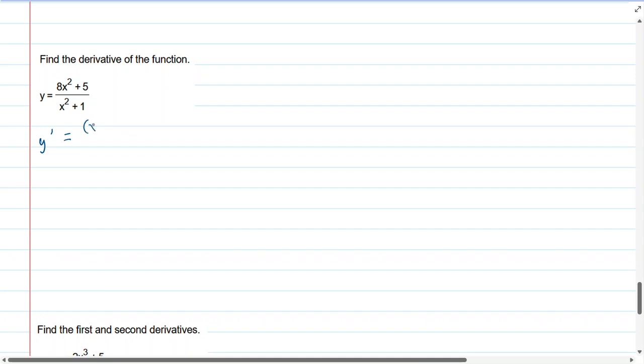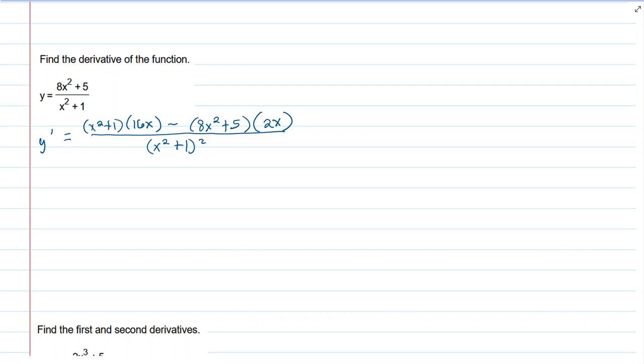I have, and this is 16x. Oh, it's just nasty, isn't it? Sorry. Two x. All right. So we took the derivative of the top times the bottom, minus the derivative of the bottom times the top, and we're dividing by the square of the denominator.